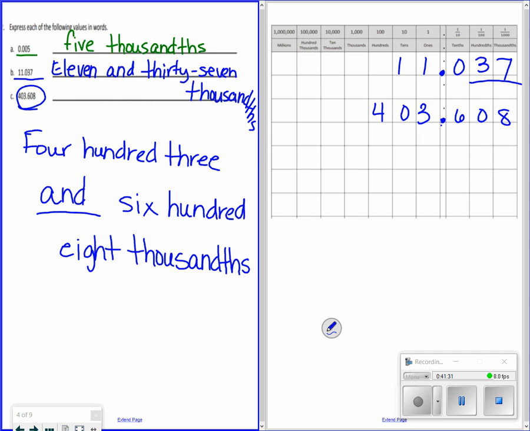I just write really big. I'm writing on a smart board. It's big. I wouldn't write this big if it were my paper. And it's smaller because it's on dual screen. 403 and 608 thousandths.